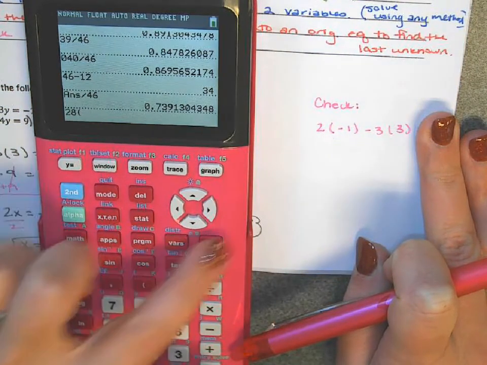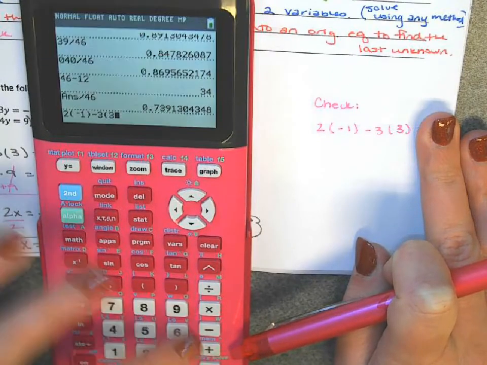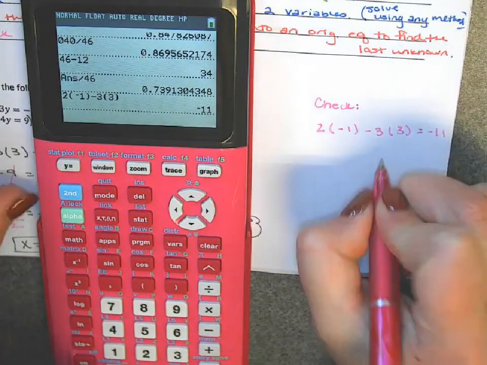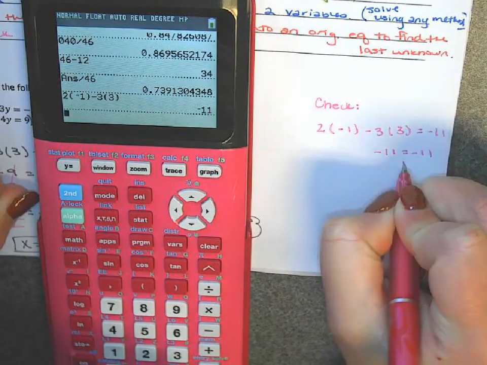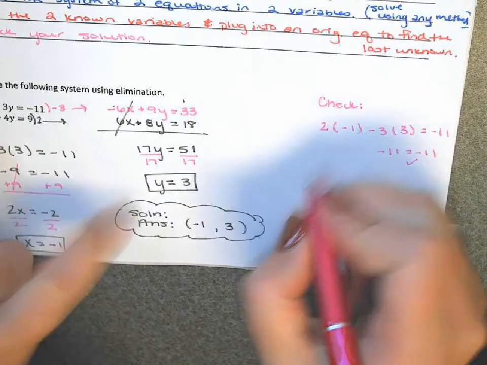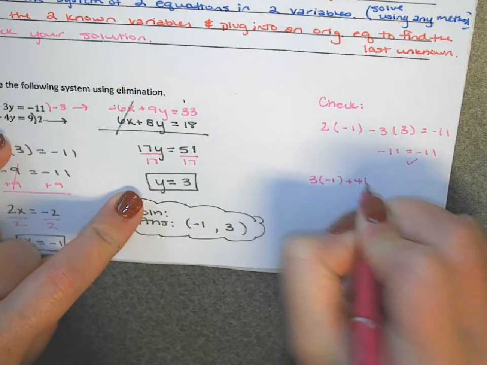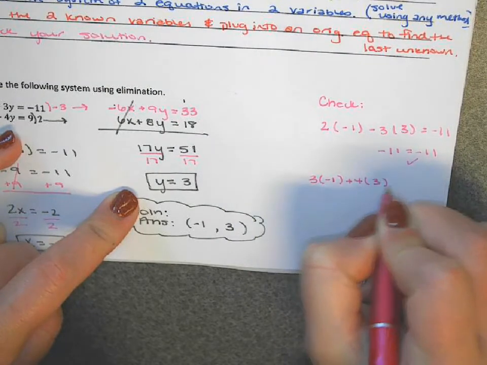2 times -1 minus 3 times 3. I get -11 on the left, equals -11 on the right, so it works for that equation. Plug it into the next equation too. 3 times x, which was supposed to be -1, plus 4 times y, which is supposed to be 3, equals 9.